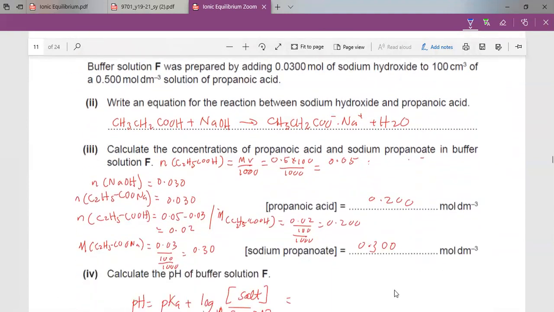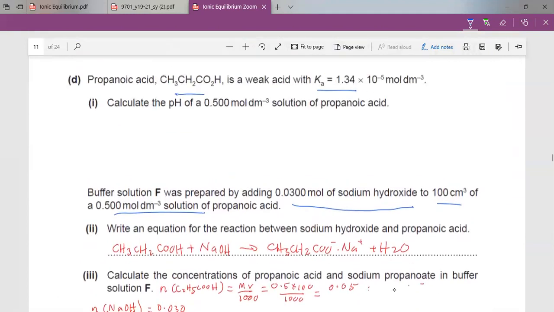The buffer is prepared by adding 0.0300 mole of sodium hydroxide to 100 cm cube of solution. That means the volume is fixed, I've got a solution here already. The sodium hydroxide they didn't say solution, it means it's a solid. So here the volume is equal to 100 cm cubed.